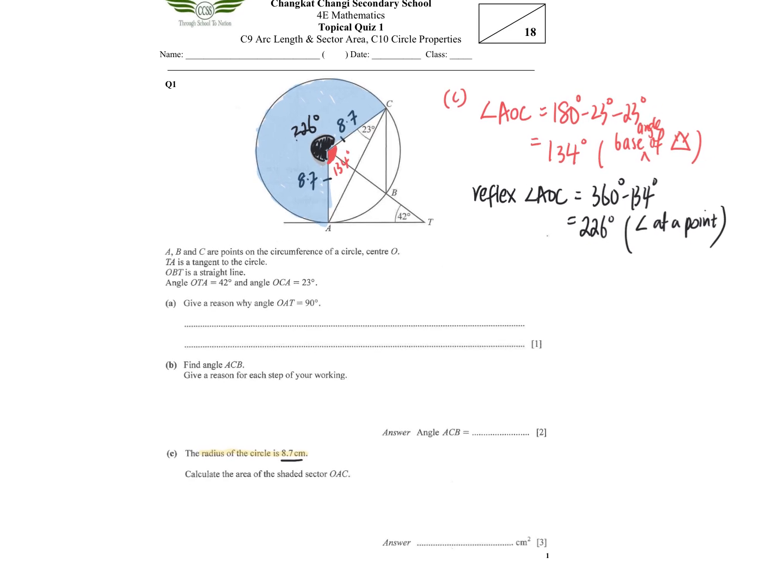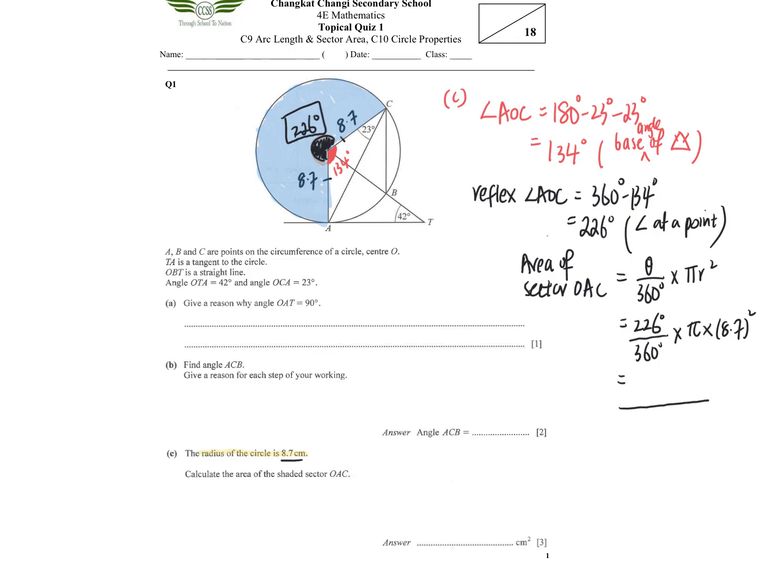So using the formula, area of sector OAC, we use this formula. Okay, this is the formula, so just plug and play. Theta here is 226. Use the big one. And then radius, they already tell you is 8.7. Pi is the calculator pi. Then you just give me your answer in 3SF. Then that's 3 marks.